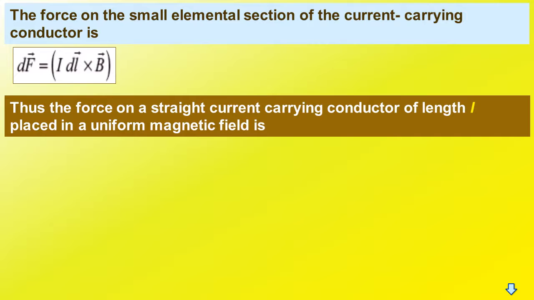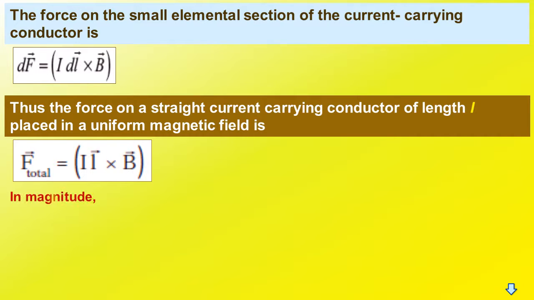Thus the force on a straight current carrying conductor of length L placed in a uniform magnetic field is F total is equal to I L cross B. Thus, the magnitude is F total is equal to BIL sin theta. You can multiply this BIL into sin theta. While taking this vector, you put the angle here.